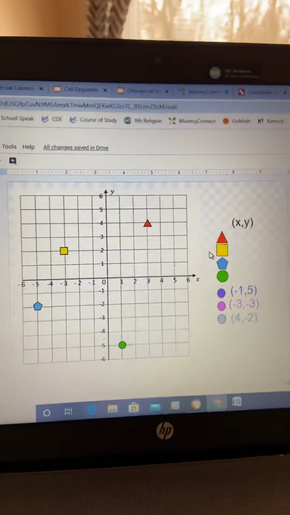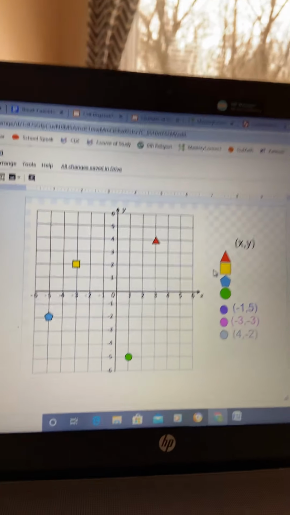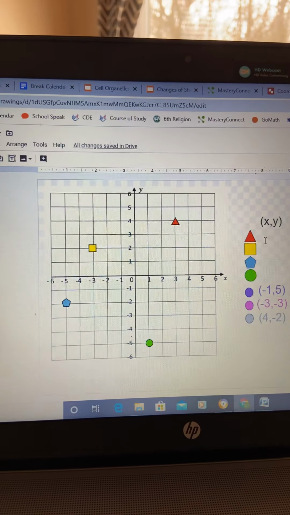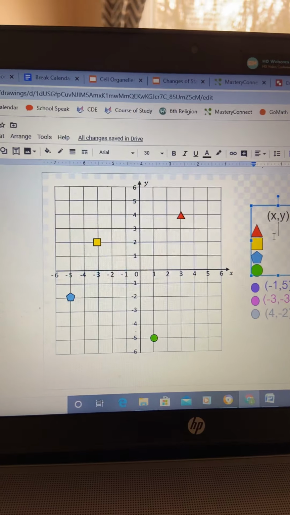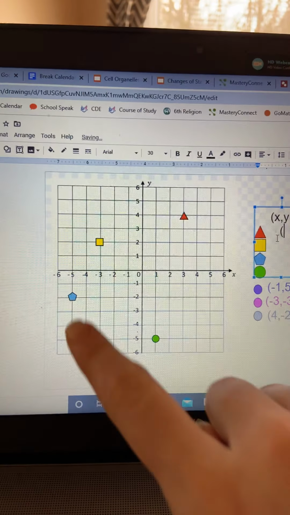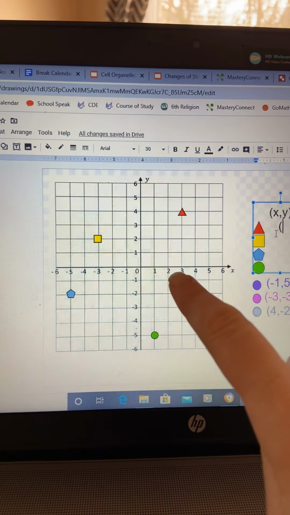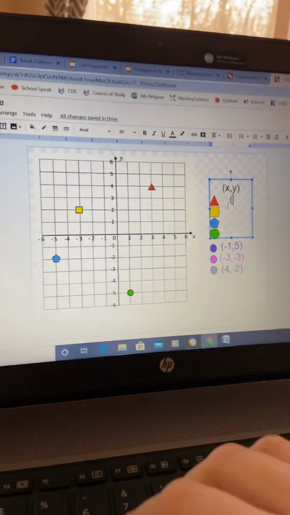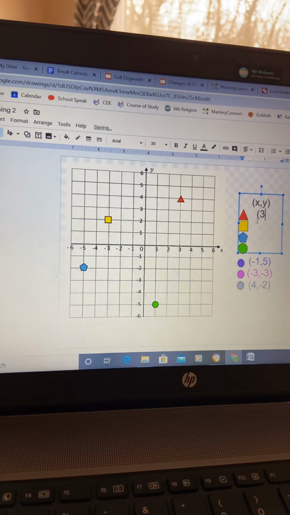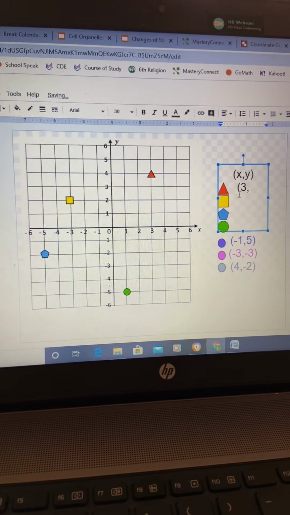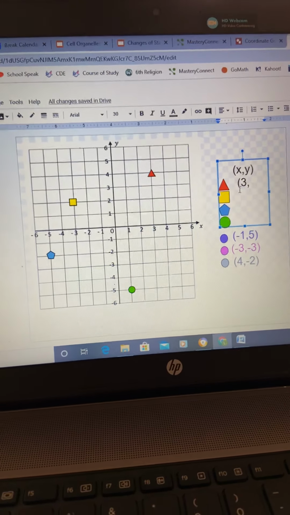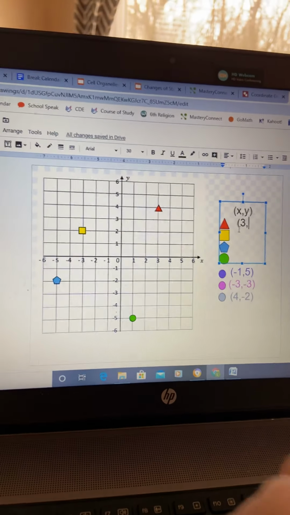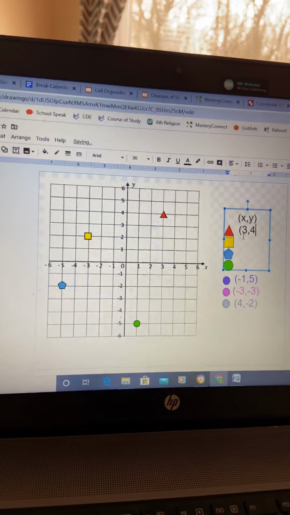So the first thing we're gonna do is just label these different points, okay? So what their coordinate pairs are, okay? So we're gonna go in here. So this triangle I see is at 3 for my X value. Sorry, I'll get better at this. 3. And then its Y value is all the way up to 4. Okay, so 3, 4. Pretty simple, we've done that before.